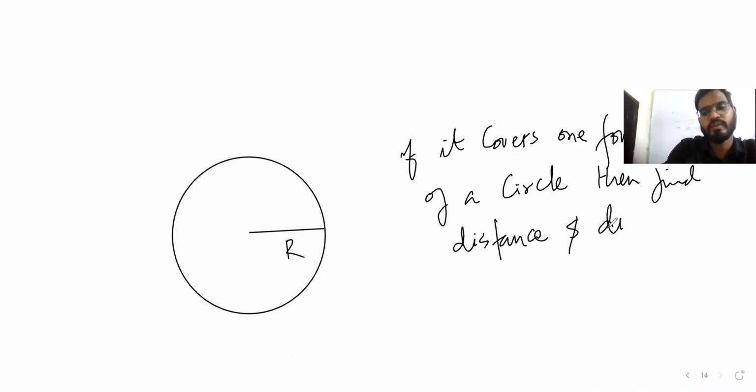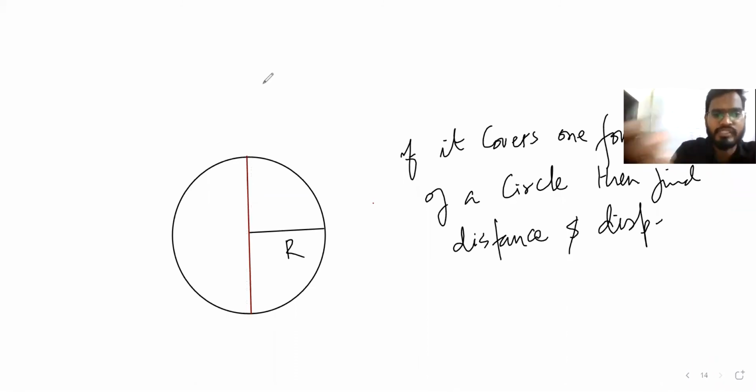Okay, what is the question? Let's take Usain Bolt running in a circular path of radius r. If he covers 1/4 of a circle and then got a cramp so he didn't run further, then what is the distance and displacement? That is what they are asking. So let me draw it. This is going to be 1/4 of a circle.